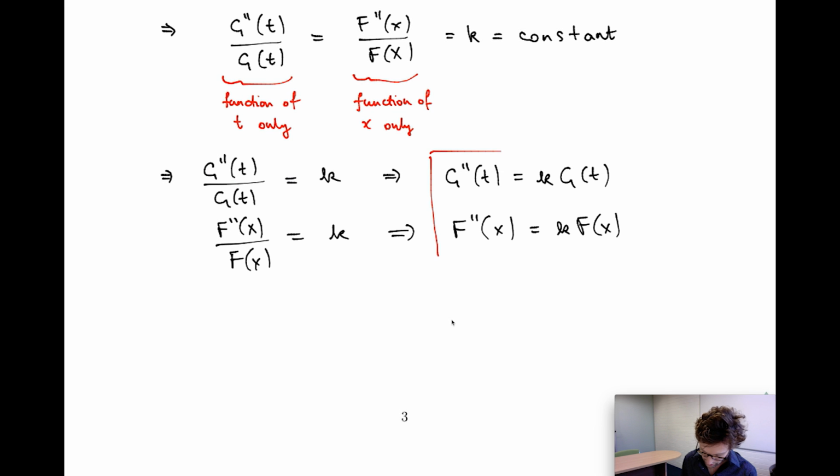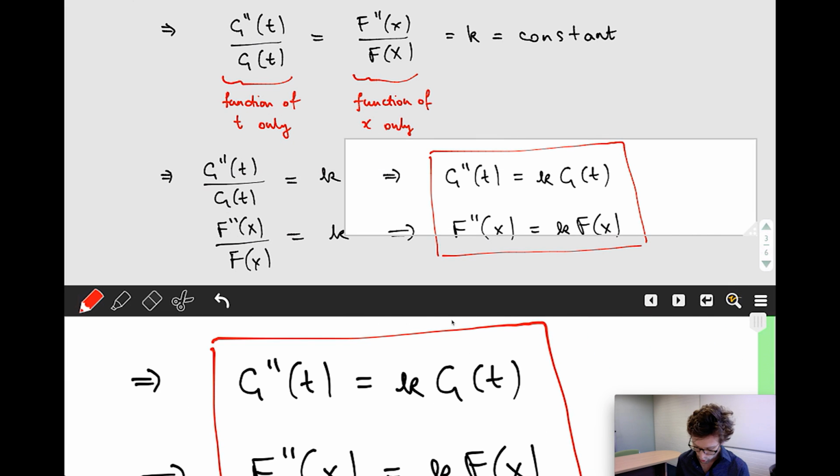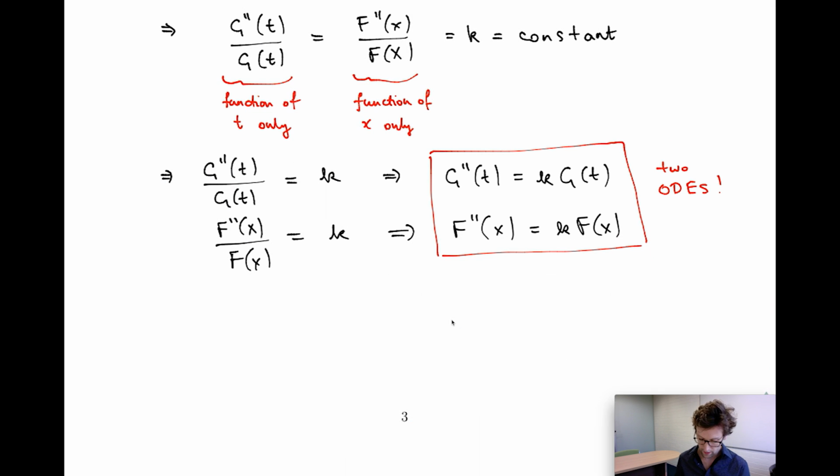So notice what I've done here is I've transformed a partial differential equation for a function of two variables into two ordinary differential equations. So I've gone from partial derivatives to ordinary derivatives. And we can use our techniques for solving ordinary differential equations now.